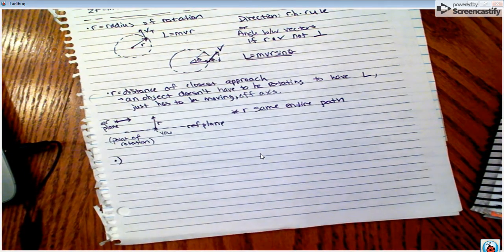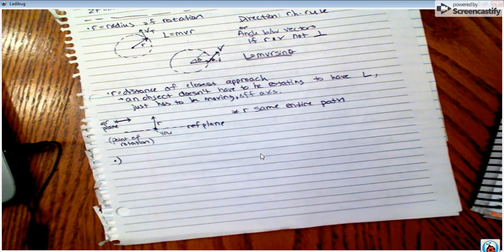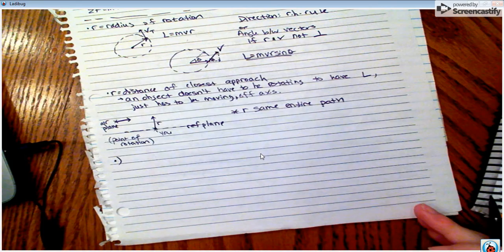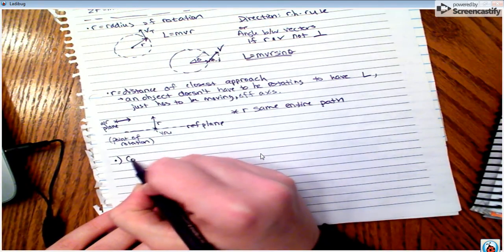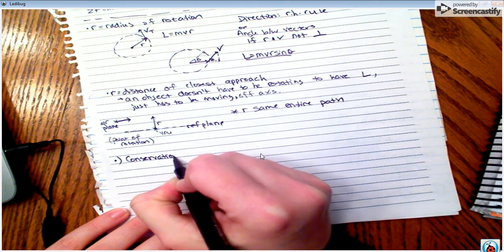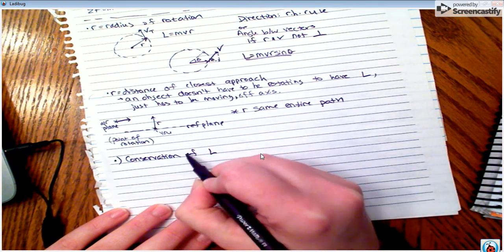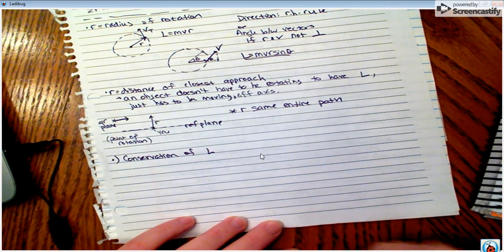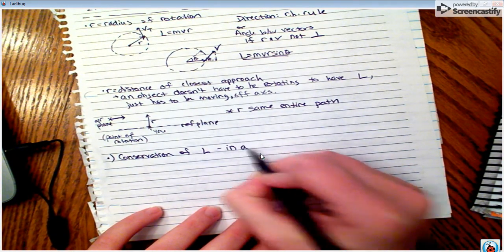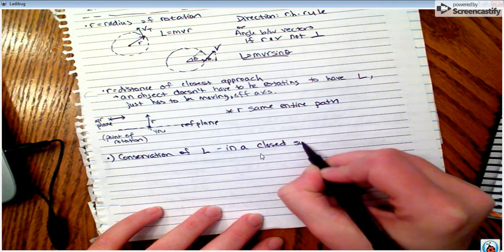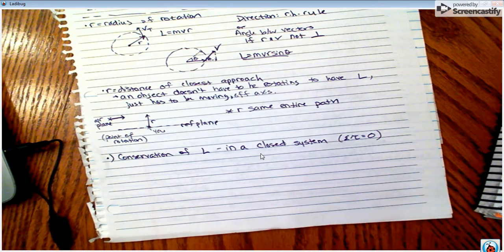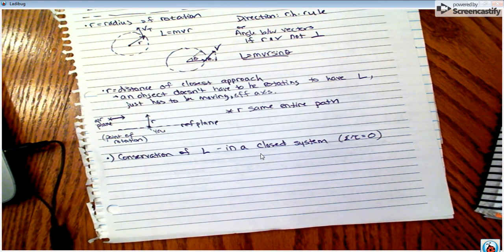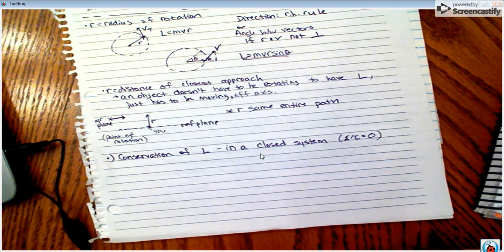All right, so just like with linear momentum, we didn't spend much time figuring out what it was. Most of it was conservation of momentum. And that's really most of the problems that you're going to see with angular momentum is conservation of angular momentum. And also, just like with linear momentum, this is going to be in a closed system. So our net torque is 0. Those are going to be the systems we'll be dealing with, so we can actually apply conservation of momentum.